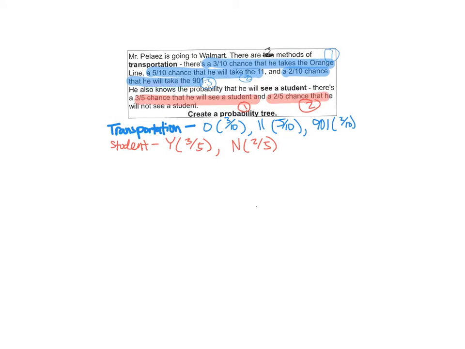So what we're going to learn today is called the probability tree, and it's very similar to the area model, except it gives you a better visual representation of what all the probabilities are. And here's the basic idea behind it. I'm always going to start off with a point. From here, I'm going to move on to my first event, and in this case, my first event is going to be transportation. So I have 1, 2, 3, where at the tips of it, I'm going to have either the orange line, the 11, or the 901.